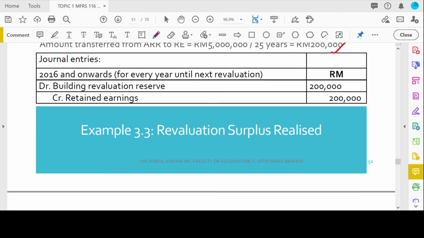So that's all the discussion for revaluation surplus realized.